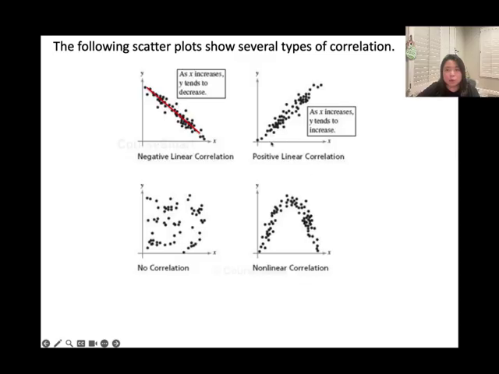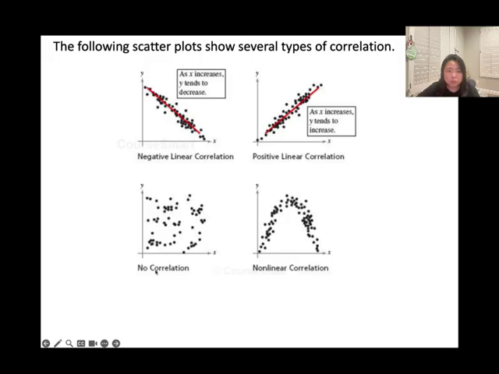Second one, when x is increasing, y also tends to increase. When I draw the straight line here, the slope will become positive because this is increasing. All those points will be around this straight line. So we believe there is a linear correlation between these two variables, and we call this a positive linear correlation.